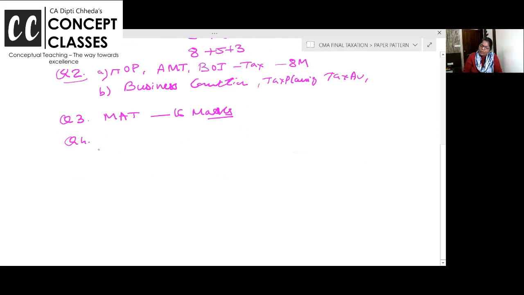Question number 4, A-bit. Now this has many times different kinds of questions. Kabhi kabhi return of income. Kabhi kabhi other questions are also covered here for 5 marks, 8 marks. But with this, the combination asked is business restructuring. And in the business restructuring, with lot of emphasis, I said capital gain is very important.